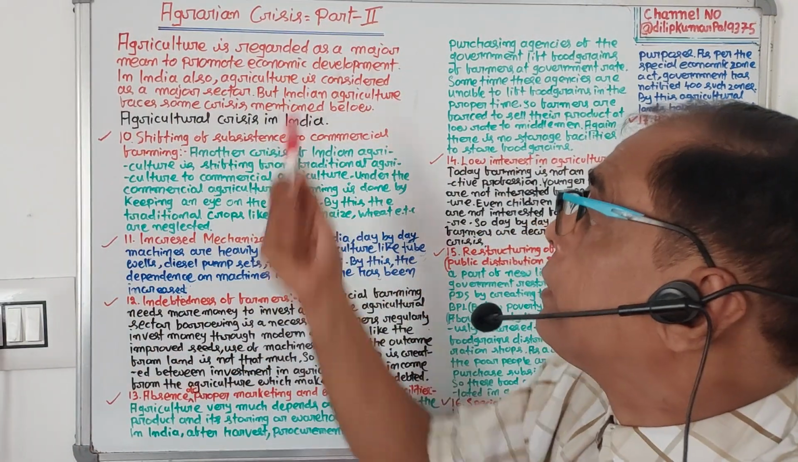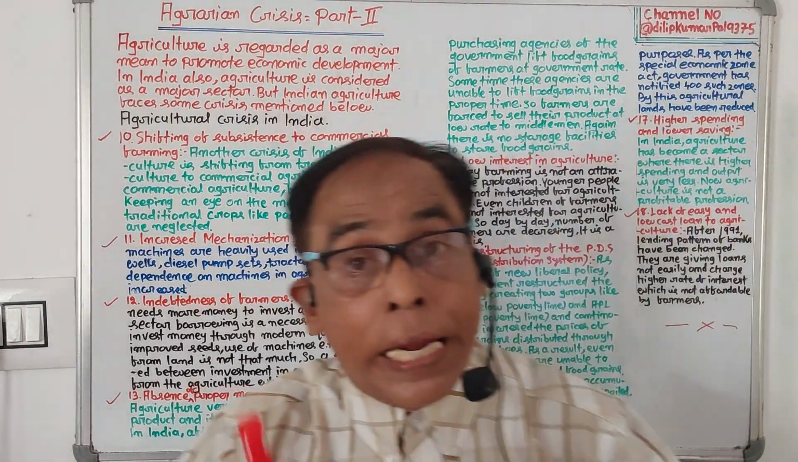So far as the agrarian crisis is concerned, I have discussed 18 crises.